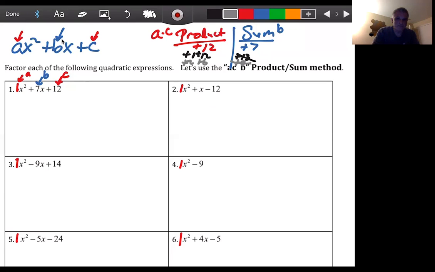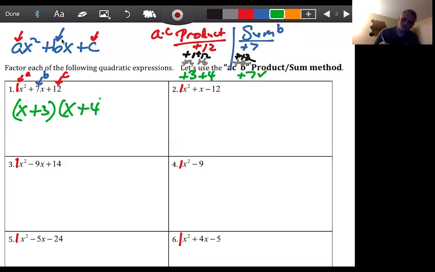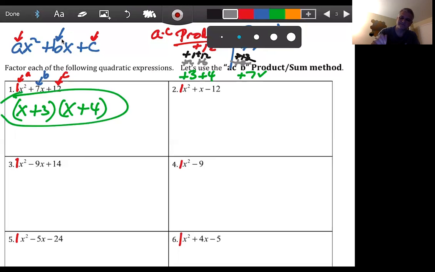Do you know it? I bet you do. So how about if I took positive 3 and positive 4? If I multiply them together, I got positive 12. If I add them together, I got positive 7. Boom. We're basically done. Check this out. X plus 3, X plus 4. That's my answer. Okay. Now, how do I know it's right?